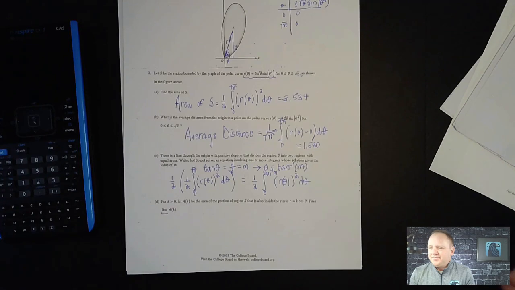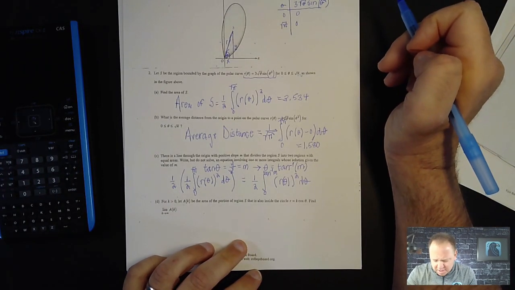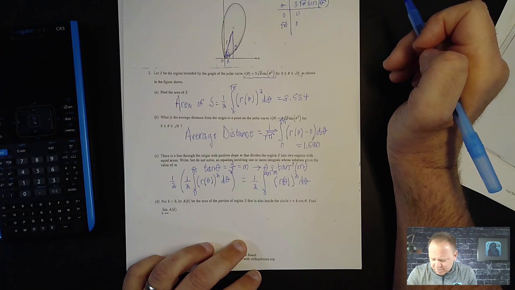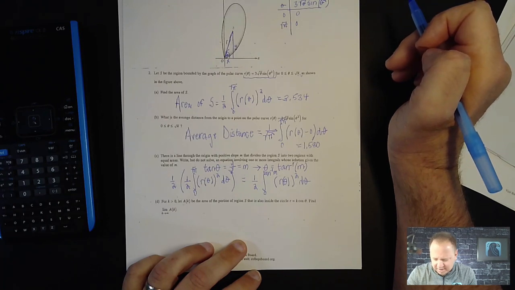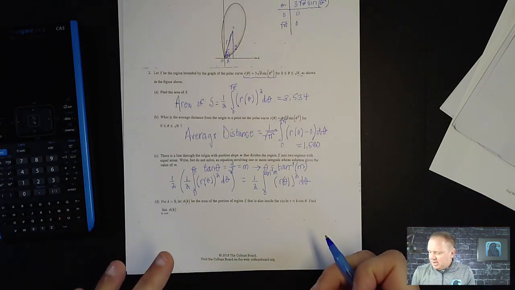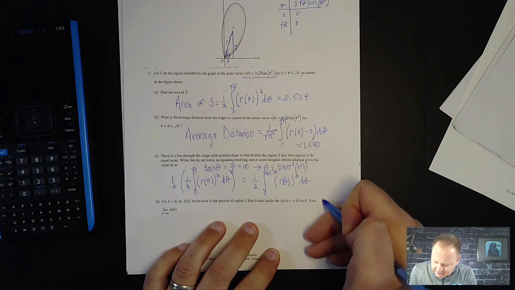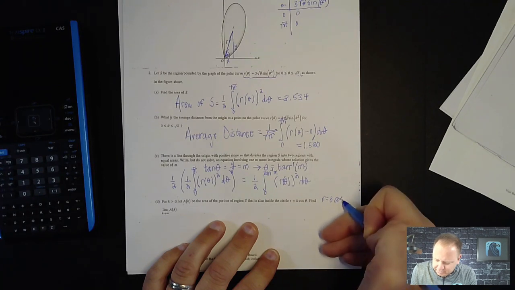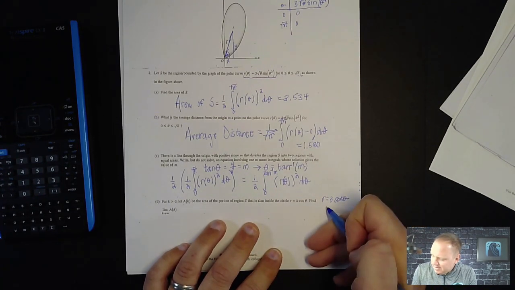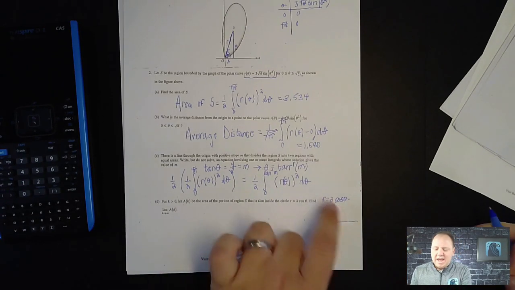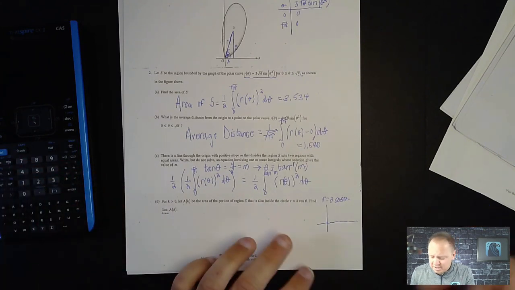All right, last piece of the puzzle. For k greater than 0, let A of k be the area of the portion of region S that is also inside the circle r equals k cosine theta. So we need to understand something about, let's say we have r equals 3 cosine theta. I'm just going to do this off on the side. If you go back to I believe the 2017, they had this type on there too. It seems to be a type they like.